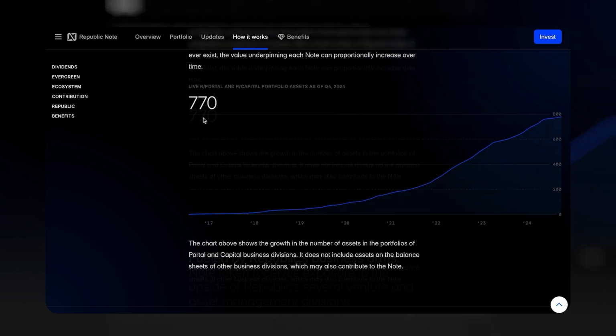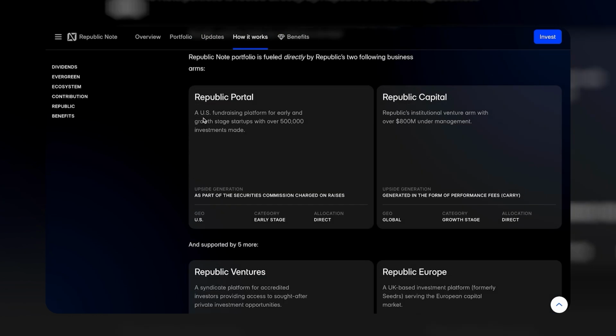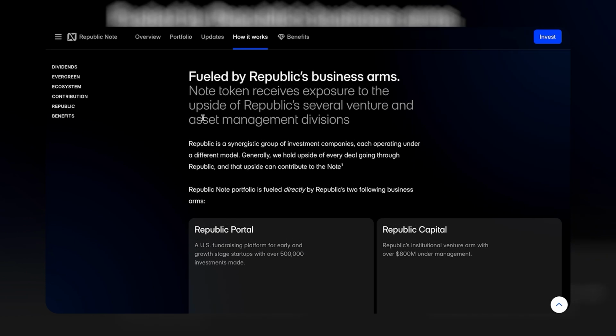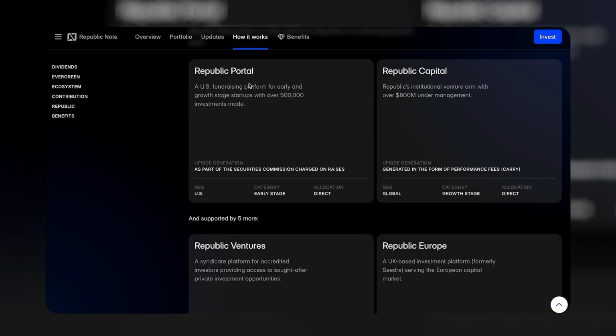Now, the big question is, basically, dividends are going to be accumulating from exits and from financial performance. And then at a certain point in time, this is going to be paid out. But where is that cash coming from? Well, it's going to be fueled from Republic's business arms. Number one, the Republic crowdfunding portal, which we just went through, where startups are raising money under regulation crowdfunding and also Reg A+.